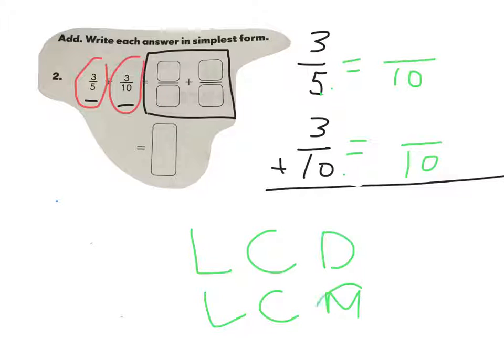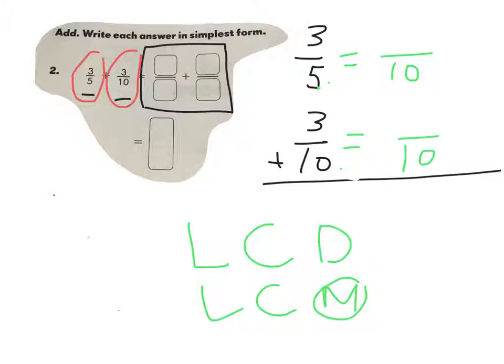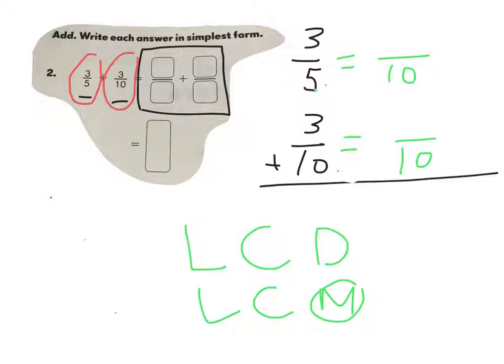By multiple, it's a number that you can skip count by with both the 10 and the 5, and you can get to 10. So a number you can skip count by 10 and hit 10, and a number you can skip count by 5 and hit 10 is called the least common multiple.